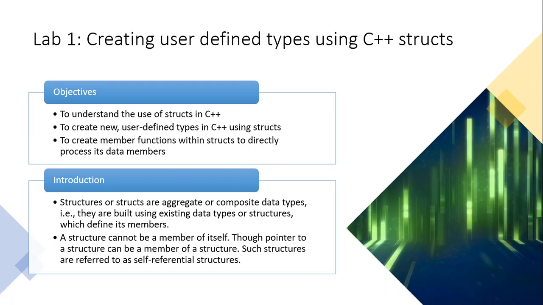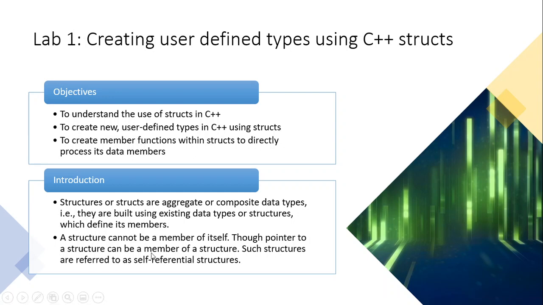So if you are creating, for example, a my complex data structure, the my complex structure cannot have a member of type my complex. It can have a pointer to a my complex structure as a member, but it cannot have a my complex structure as a member of itself.